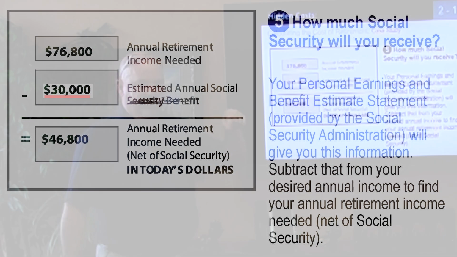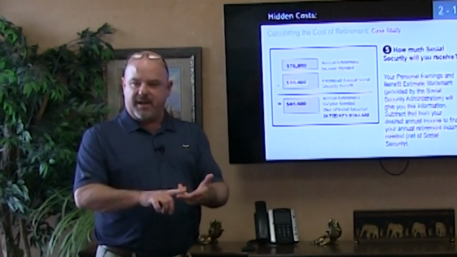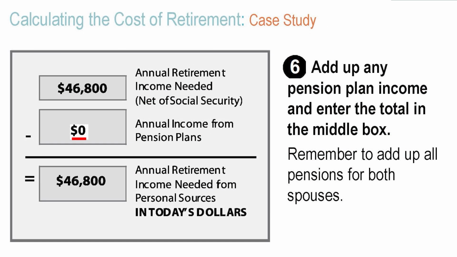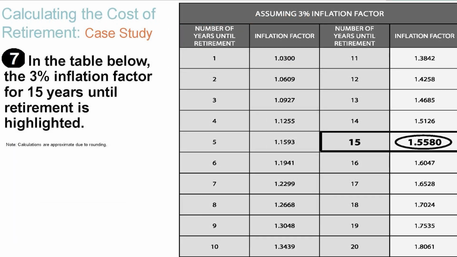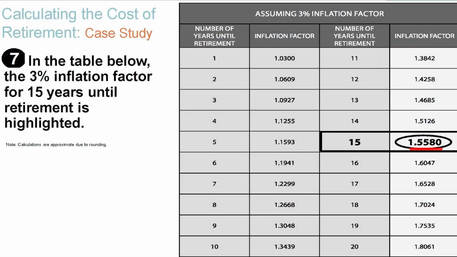So if this couple were retired today, out of their investments, their IRAs, 401ks, stock accounts, they're going to have to pull out $46,800. Now, here's where I would subtract the pension if they had one. But again, we're assuming they don't have one, so it's still $46,800. So this inflation factor chart, the whole chart is based on 3%, and it's got years, so you go all the way down to year 15, because that's how far in the future they're going to retire, and you get an inflation factor of 1.558.